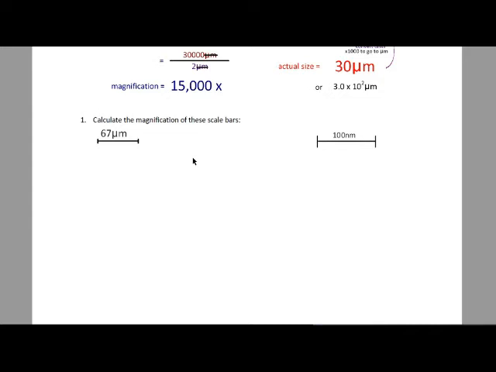to the 67, I don't know how to say that, micrometers. Sorry, the 20 millimeters I converted into micrometers. Then I divide those micrometers by the 67, and my answer was 298.5 times. Okay. 298 times. That's the magnification of this scale bar.